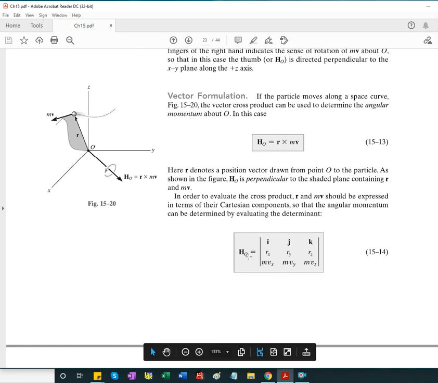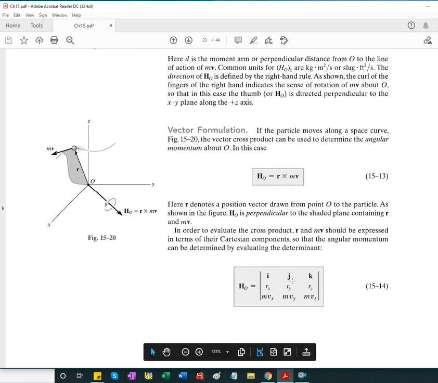In 3D, to evaluate the x, y, and z components of the angular momentum, you put it in matrix form and you expand this determinant about i, j, and k. So it will be i, (ry times mvz minus rz times mvy). j, because I have 1, 2, it will be with a negative in front: negative parenthesis, rx mvz minus rz mvx. And then this is 1, 3, the sum of indices is even, so it will be plus k (rx mvy minus ry mvx).